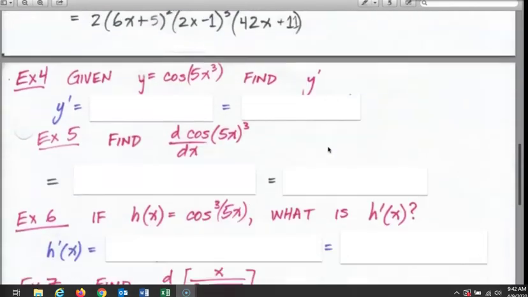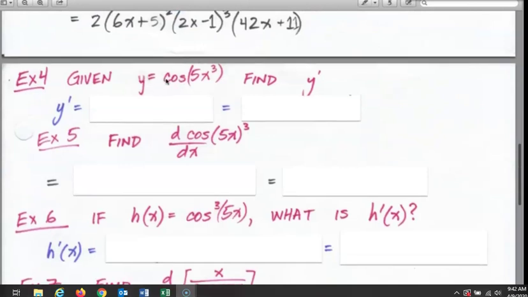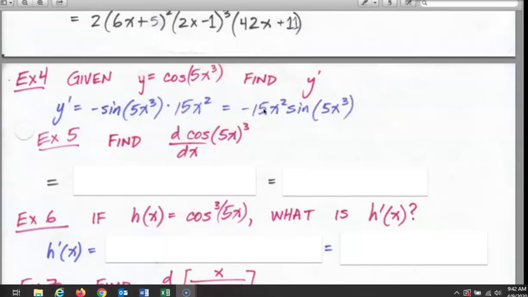So if I go back to this problem here, differentiate the outer function. That means what's the derivative of the cosine of anything? The negative sine of that thing. Now we leave the inner part the same, so that's going to be 5x cubed. And now times the inside function's derivative, so take the derivative of that, and you get whatever you get. In this case, it is negative 15x squared times the sine of 5x cubed.